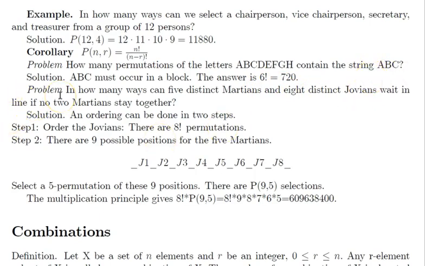Problem. In how many ways can 5 distinct Martians and 8 distinct Jovians wait in a line if no 2 Martians stay together?